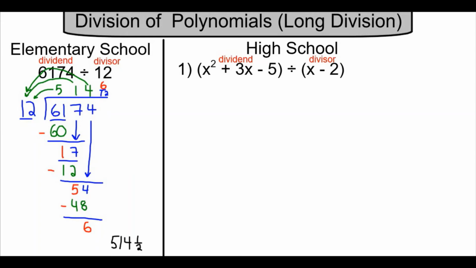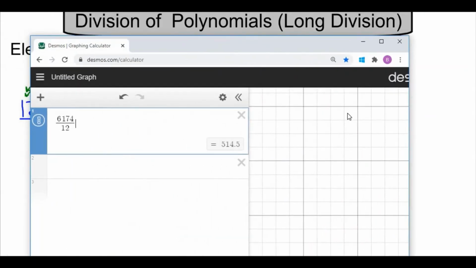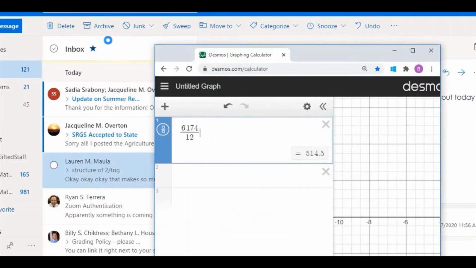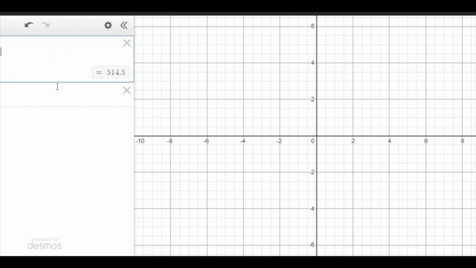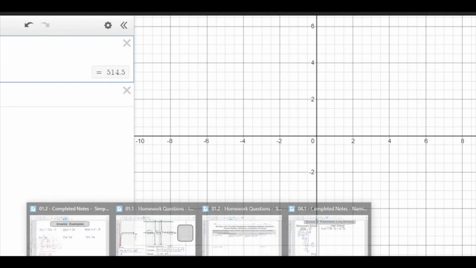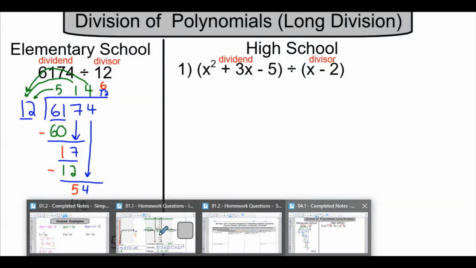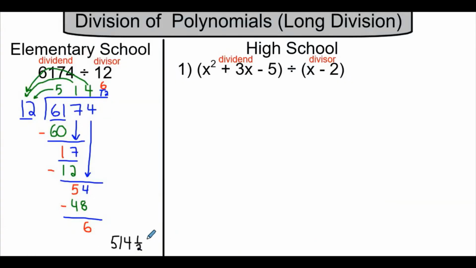There's really no need to do that decimal thing where you put a dot and drag it down. In fact, if you type it in the calculator, I typed it in Desmos, you can see right here that it comes out to 514 and 0.5, which is exactly right. That's exactly what this is. So that's a really important thing to understand, because that's the only way to do it in the high school version. So in the high school version, same thing.